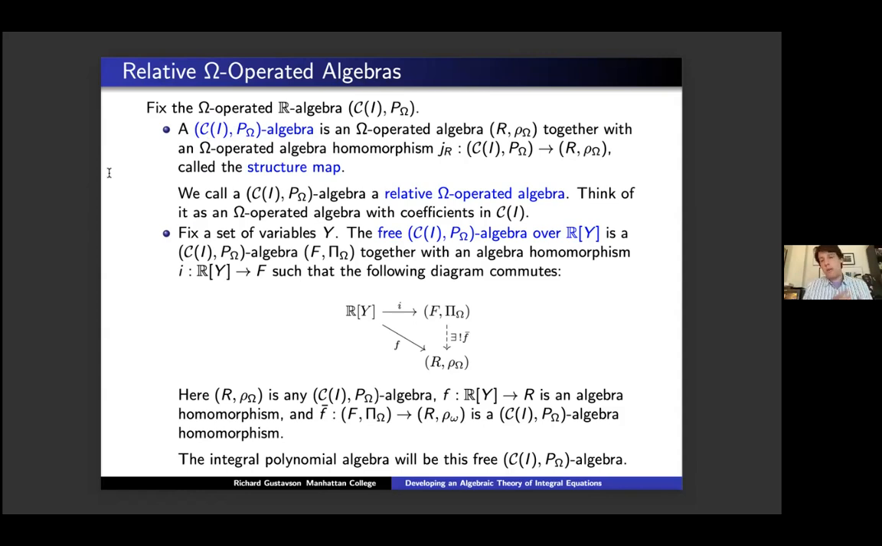And what we really care about is the free relative algebra over R of Y. This is basically the free object in the category of all of these relative operated algebras. So anytime you have a function from R of Y into another relative operated algebra, then we get this commutative diagram. This universal property is satisfied. And the integral polynomial algebra that we want to construct is going to be this free algebra that we've defined here.